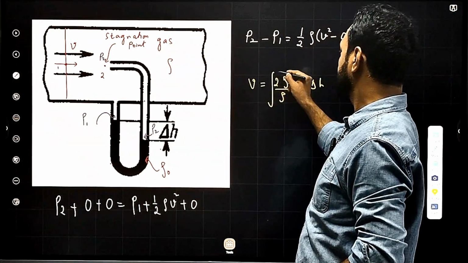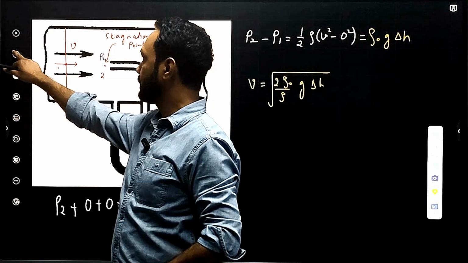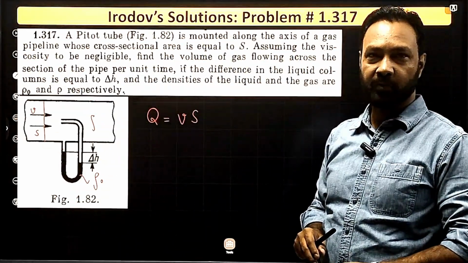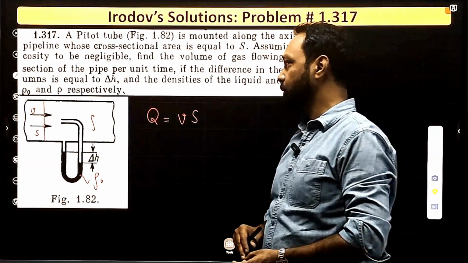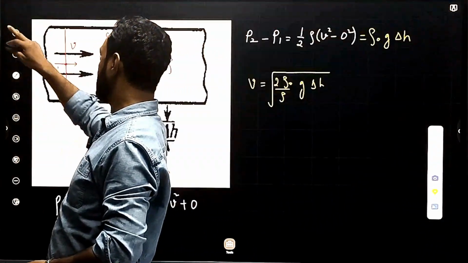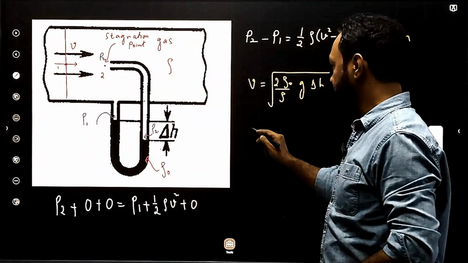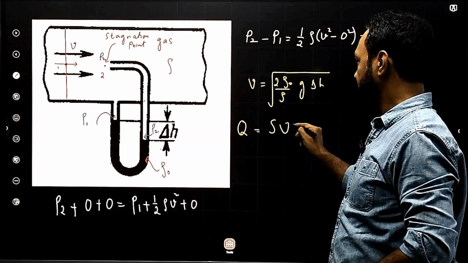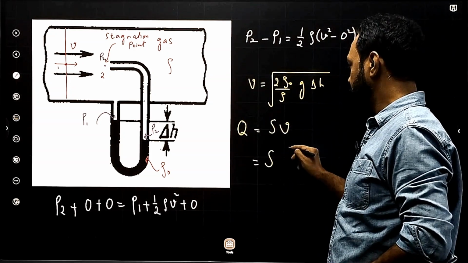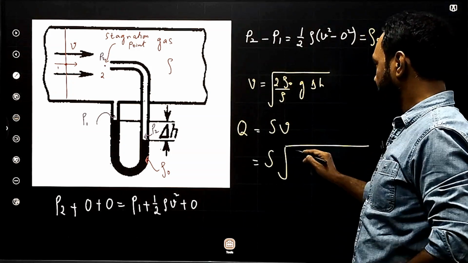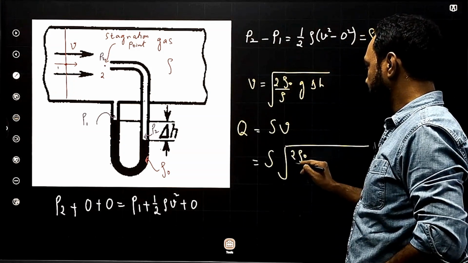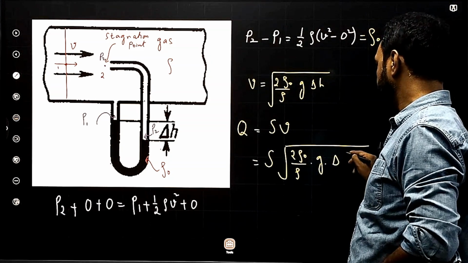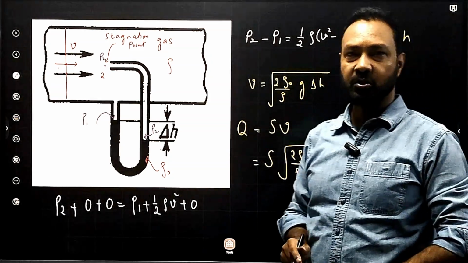And we have to find the volume flow rate, the volume of fluid crossing per unit time, and that is the velocity times the cross-sectional area. So Q is equal to S times V, that is S into the square root of 2 rho naught by rho into G into delta H, right?